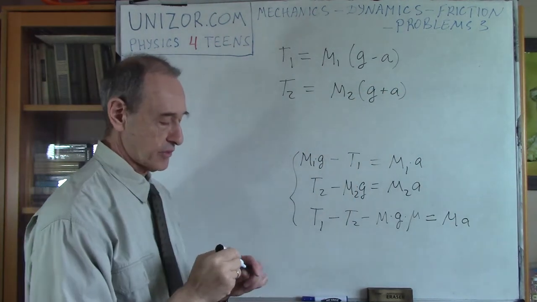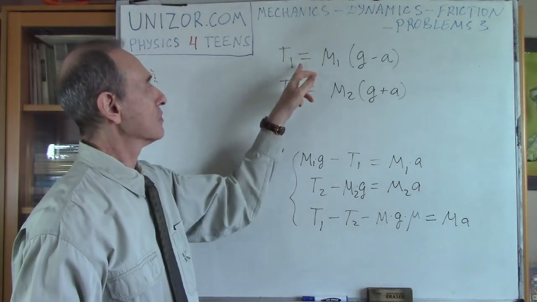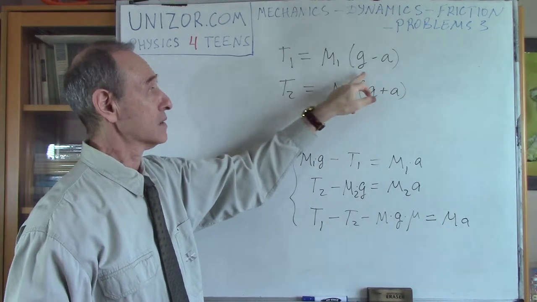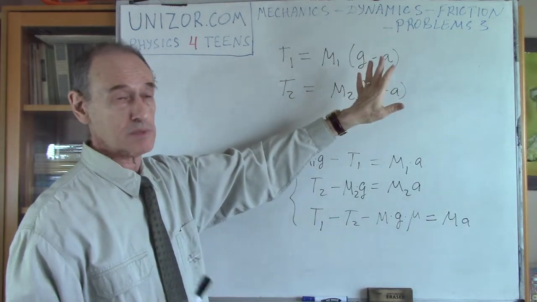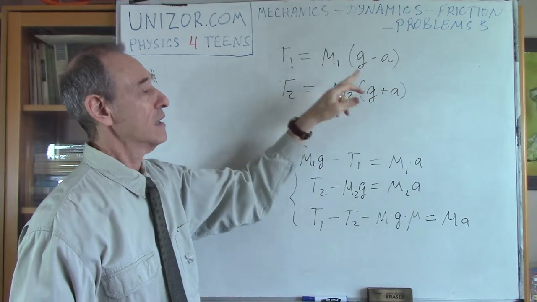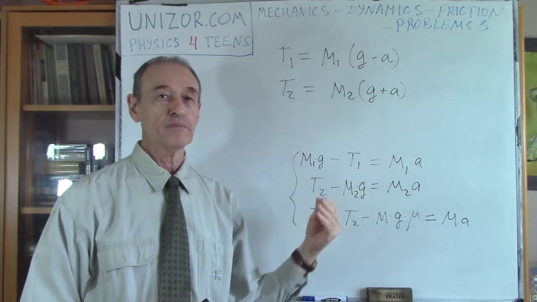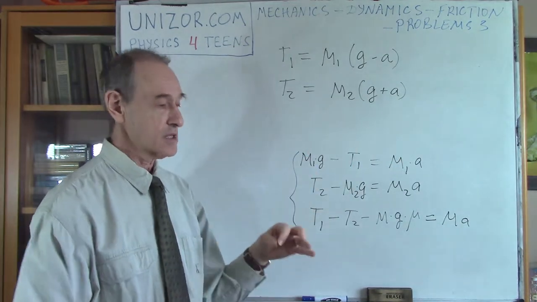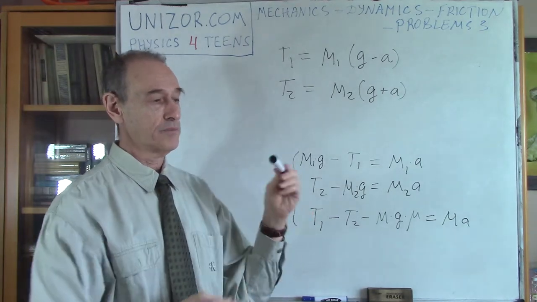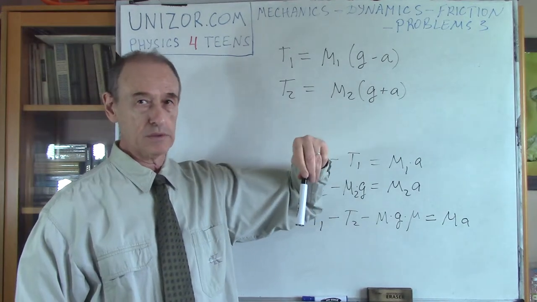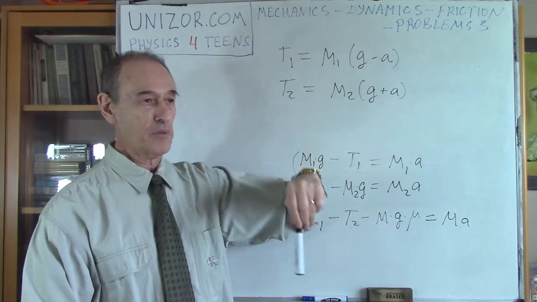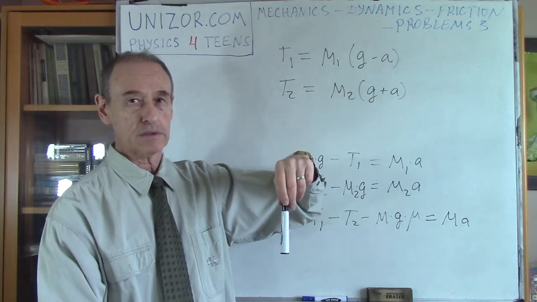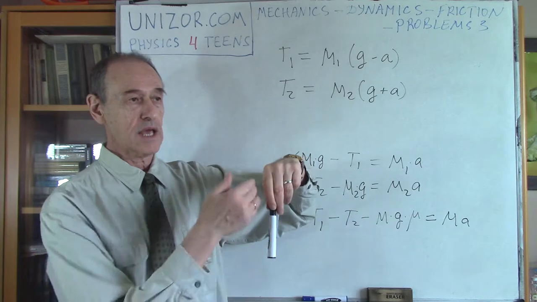Now, let me just stop here for a second. Why is the tension less than the weight? Weight is M1 times G. We are assuming that everything is positive, right? That's why there is a sign here. So why is the tension for the left weight less than the weight? Well, because we are moving down, right? So if I have a certain weight and I'm holding it and it does not move, then obviously the force with which I'm forcing it to stay in place is equal to the weight, right? So in this case, they are equal.